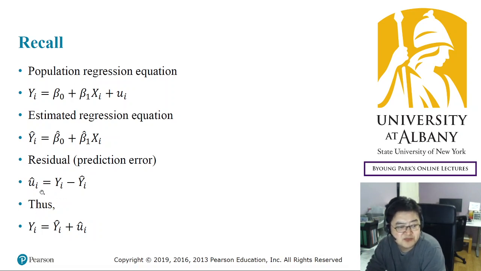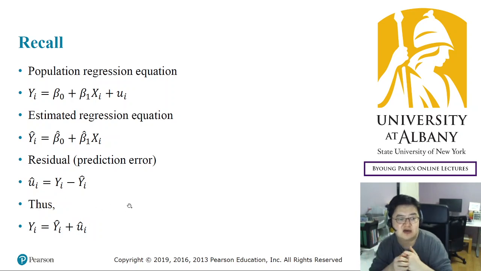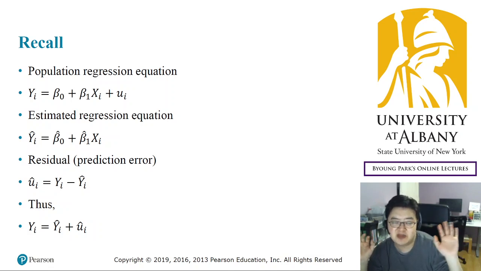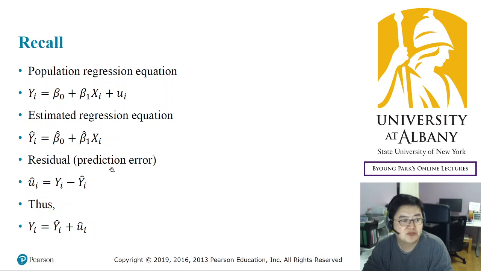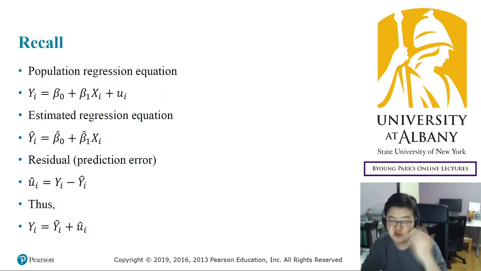What's important here is that if you rearrange the definition of the residual, you get this: the actual realization of the test score can be decomposed into the predicted part. You predicted this much, but you failed to predict this much. So y hat and u hat represent the predicted, or explained, part and the unexplained, unpredicted part. You are decomposing the outcome. We are going to use those simple definitions and intuitive concepts to measure how big the prediction error is. We are going to discuss that in the next video.